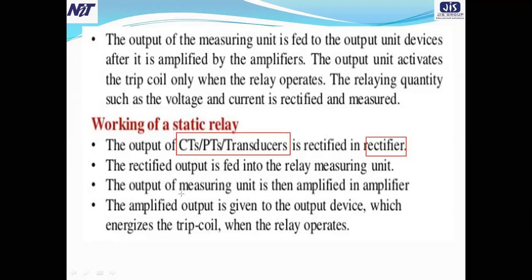The output of the measuring unit is then amplified by the amplifier. The last part is that the amplified output is given to the output device, which energizes the trip coil when the relay operates. So this is the working of a static relay, step by step.